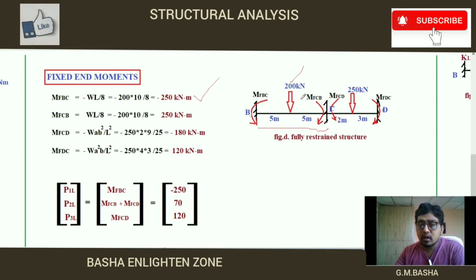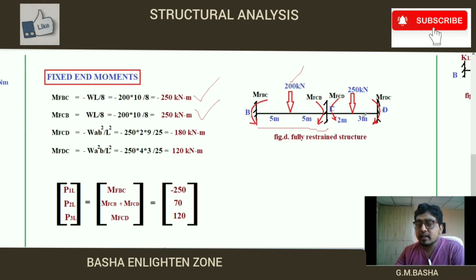Similarly, the fixed moment for span CB will be exactly equal, with the opposite sign, to BC. So if you simplify this, you will get 250 kilonewton meter. And again, for the CD span, the fixed moment in the CD span.